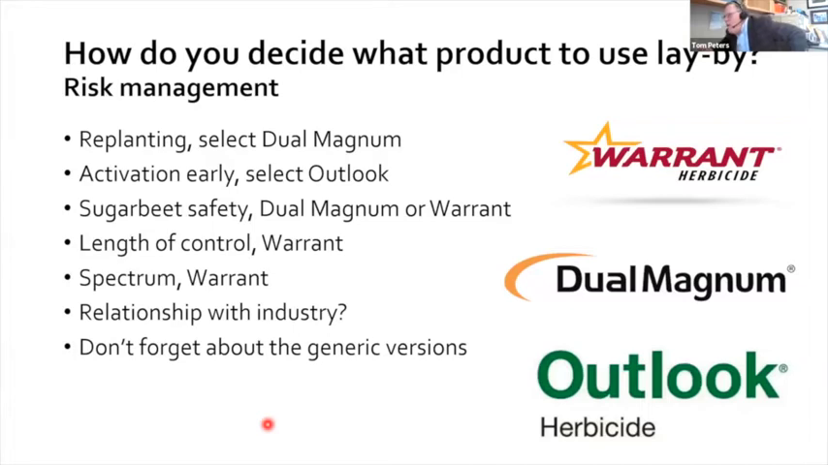Length of control. I think Warrant is the longest lasting of the 3 chloroacetamide herbicides. And I think that you're going to get more lamb's quarters control with Warrant than the other two. Then after that, it's up to you. You work well with different companies. You work well with different ag retailers. But don't forget about the generics, especially the S-metolachlor generics.